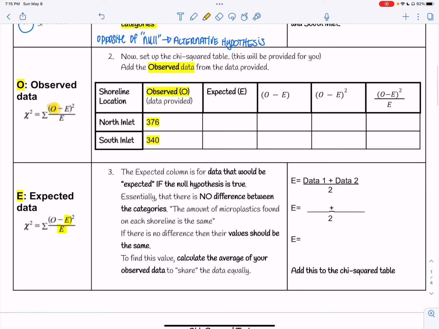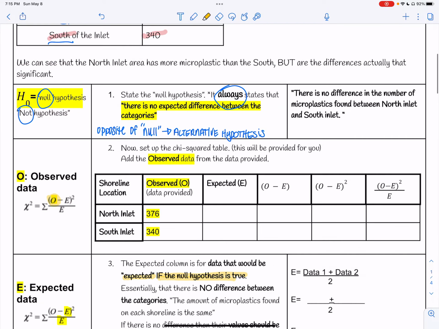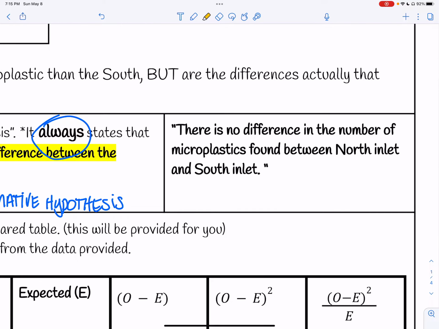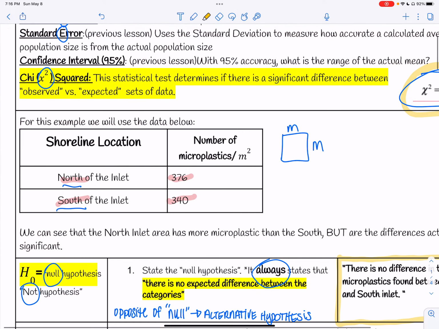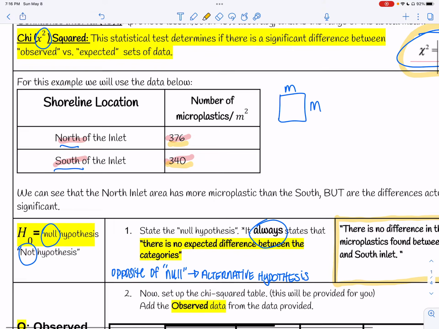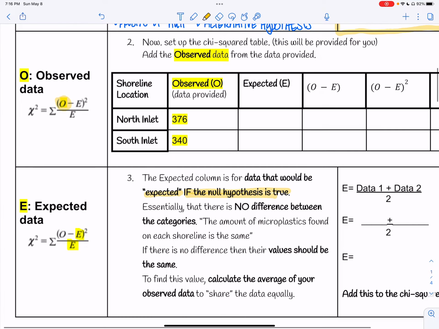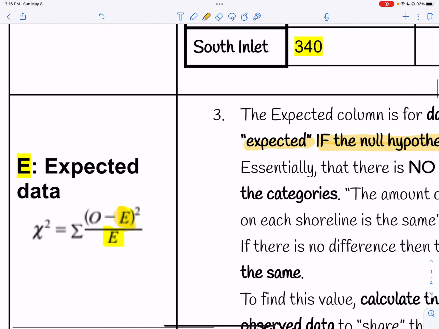All right, so to find the expected. The expected column is for data that would be expected if your null hypothesis is true. Our null hypothesis says that there is no difference in the number of microplastics found between the north and the south inlet. Well, if there's no difference, then that means they would be the same. There would be the same amount. So you might be thinking, well, which one do I go with? Do I go with the 376 or the 340? Well, you can't really make that decision. So instead, we will take their average. And on our formula, it's this right here. It's the E.